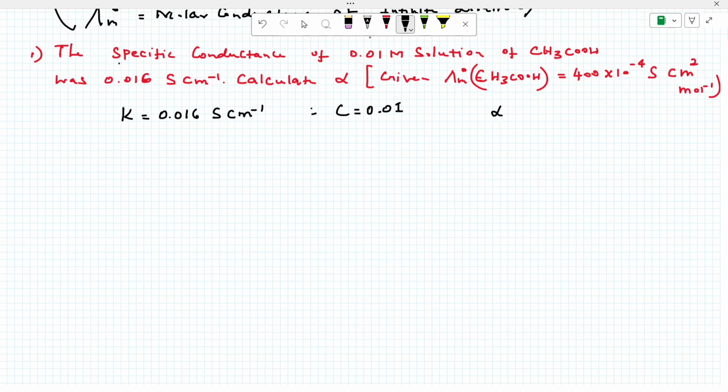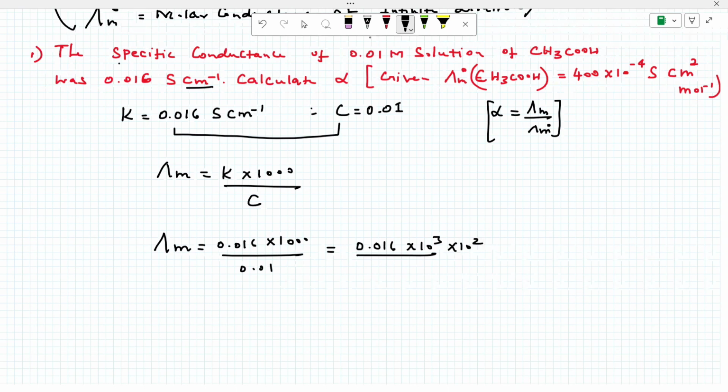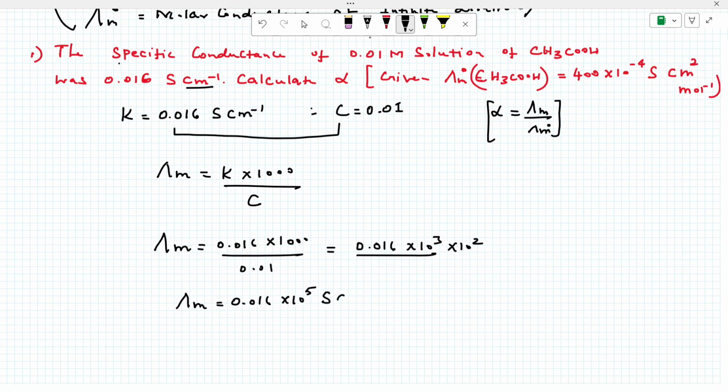Now, what is the formula? Alpha is equal to lambda m by lambda m naught. Therefore, we are going to find lambda m based on this kappa value and this concentration. The lambda m is equal to kappa into 1000 by C. Lambda m is 0.016 into 1000 by 0.01. Therefore, lambda m is equal to 0.016 into 10 power plus 5 Siemens centimeter square mole inverse. This is lambda m.